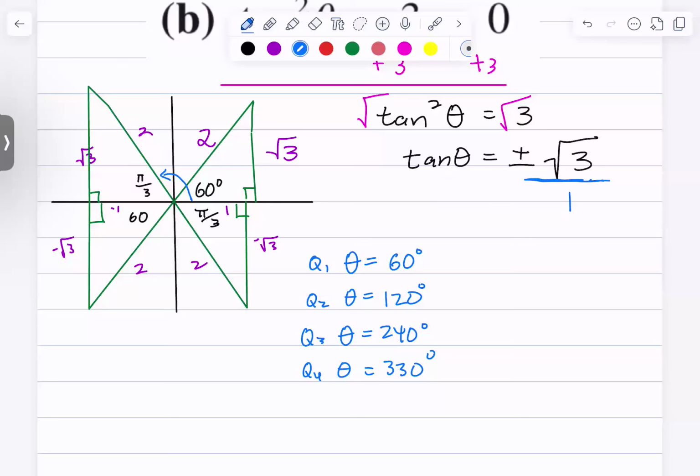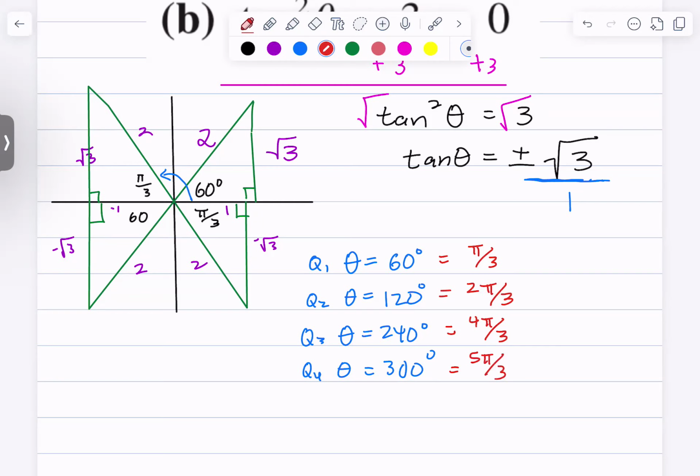So in terms of radians, 60 is pi over 3. 120 is 2 pi over 3. 240 is 4 pi over 3. 330 is... 330? 300, right? That's 300. 300 is 5 pi over 3.